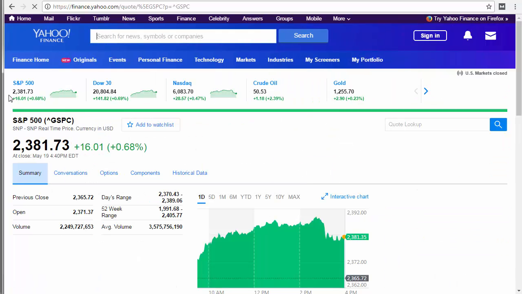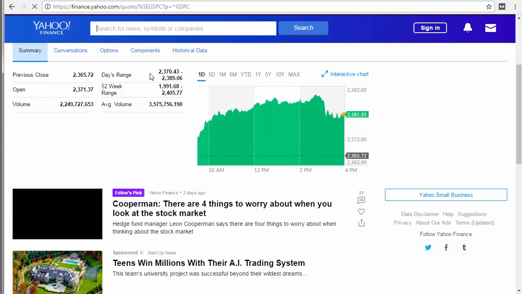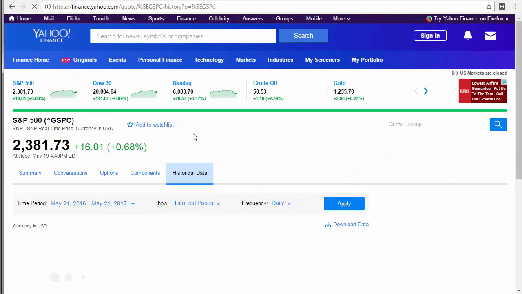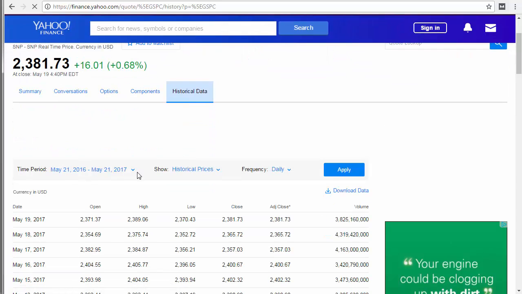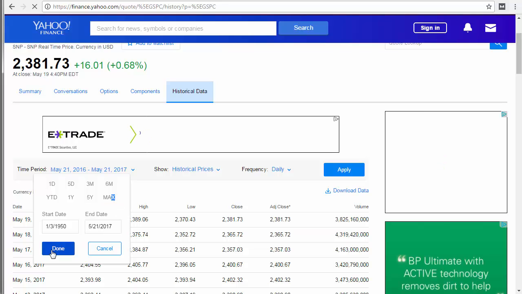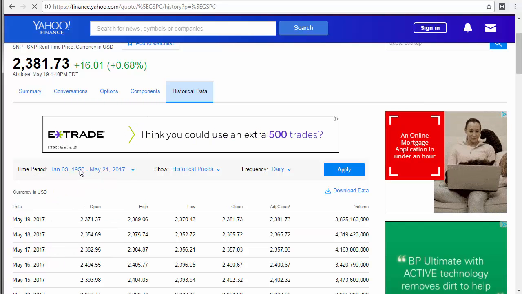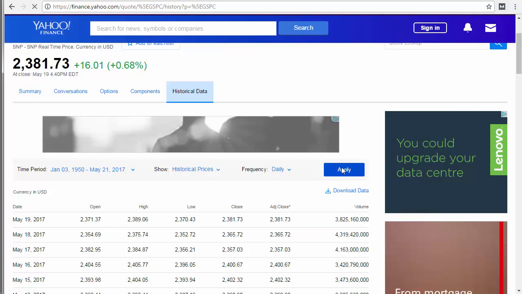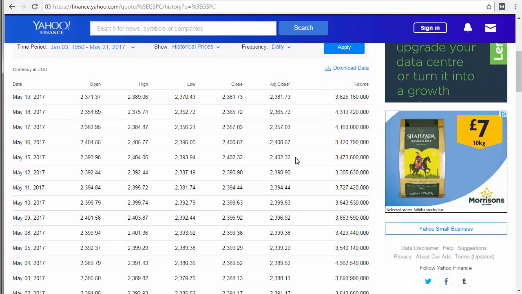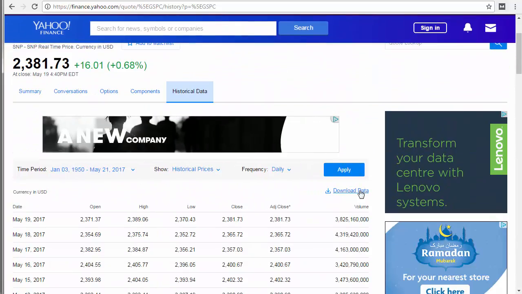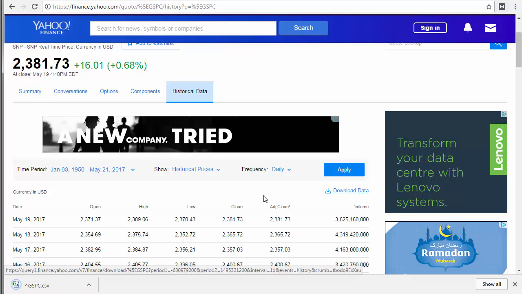Okay, so find your instrument that you're wanting to trade, and then clicking on the historical data, what we'll do is we'll choose our time period, go max. You want to obtain as much data as you possibly can, okay? And we're going to look at the daily data. So this is what you want to download, and then you can see you've got all of your data points. Now you're going to need to download this into Excel, so you've got download data here.